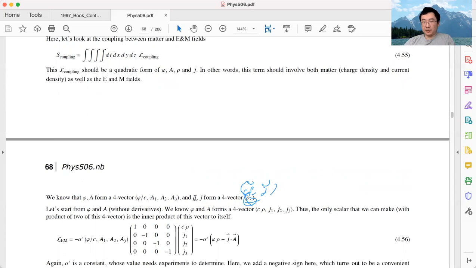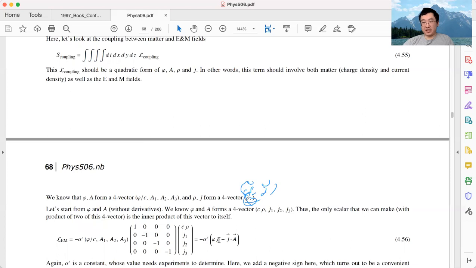Again, we want the action, or say the Lagrangian density, to be a scalar. And how do we get a scalar out of these two 4D vectors? Well, the most obvious one is a dot product. This is the dot product between the scalar and vector potential 4D vector and the charge density, current density 4D vector. If we write it down, it looks like this. And here, again, we can have some coefficient, we call it alpha prime. The value we don't know, we need to ask experimentalists to measure it. So this is an unknown value. And this guy is a scalar.